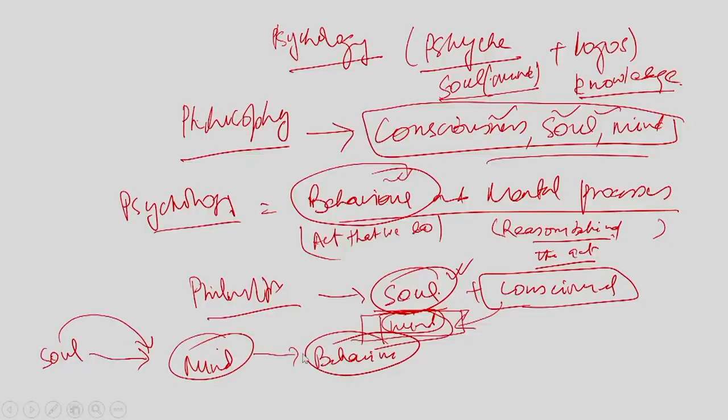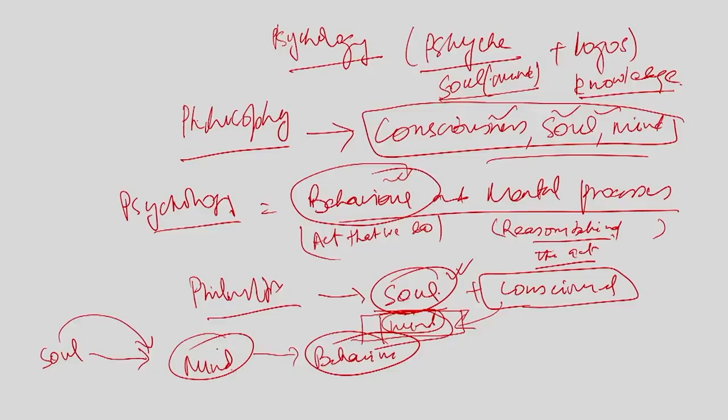Let's take an example. I want to eat something. My mind says to eat something. Now, how do I know that this is what the mind wants? So, the only way to understand what the mind wants is to actually watch the behavior. If my mind says, I want to eat something, my behavior will describe it. Me going to a food outlet, buying something and eating is actually a manifestation of the mind, because the mind wants me to eat something.